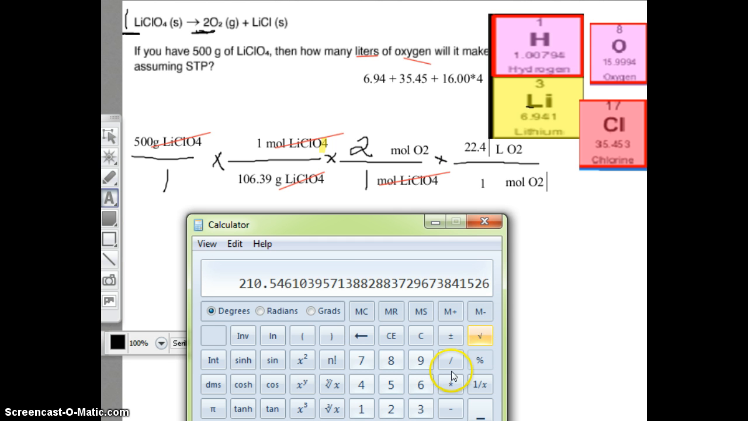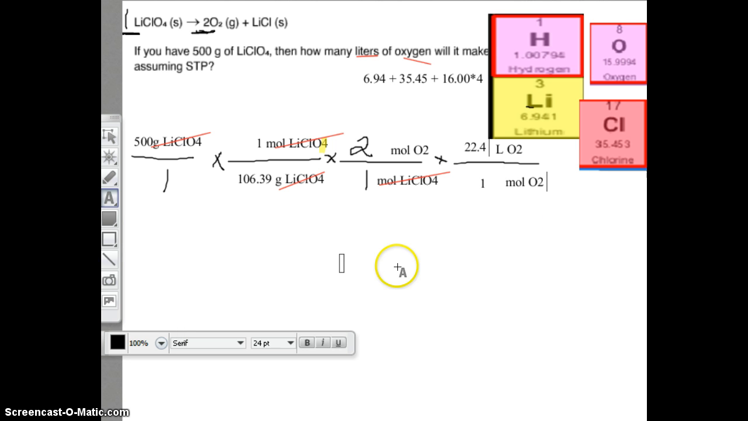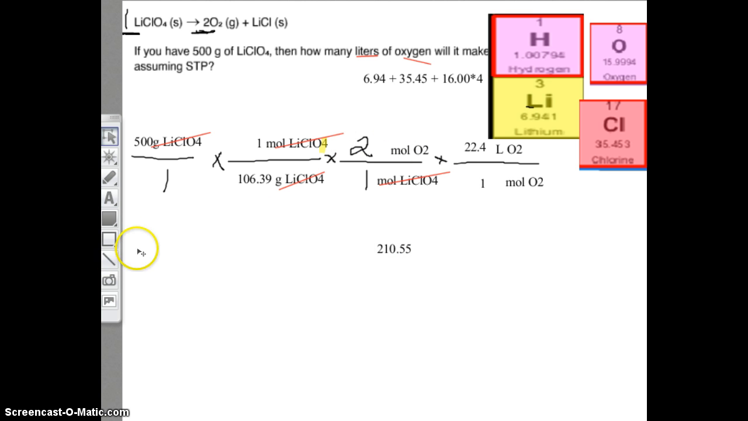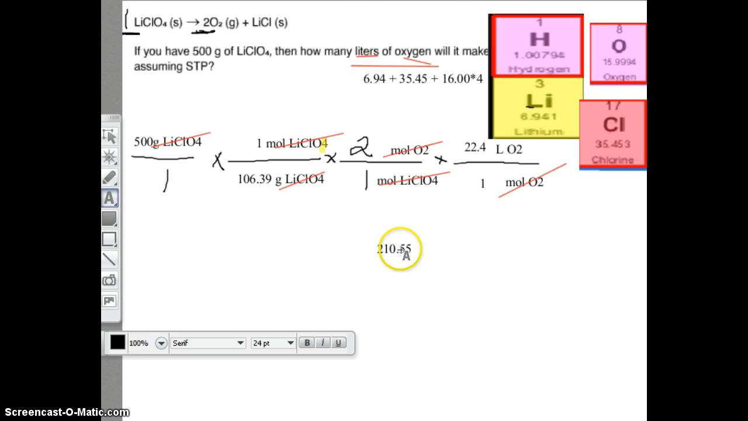And my answer is 210.55. So 210.55 what? You should always have units when you are working in chemistry. And we double check up here, yep, that's what I wanted. And so my answer is 210.55 liters of oxygen. Again, do screenshots, get it in your notes, hit pause. When you're ready, go to the next problem.